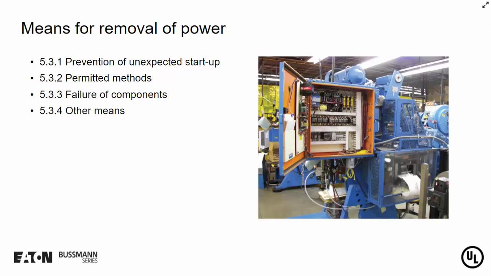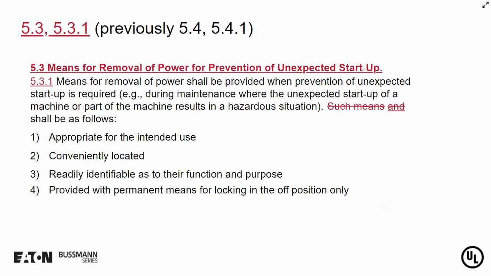That's the purpose of having these additional disconnecting devices. Permitted methods. What kind of disconnecting devices and how are they allowed to operate? How do you deal with failure of components that may not be so reliable to provide disconnection? And then other means that are acceptable for removal of power. So when we talk about removal of power, 5.3, 5.3.1, previously it was 5.4 and 5.4.1. Now we've got a title to 5.3 very clearly stating means for removal of power for prevention of unexpected startup.